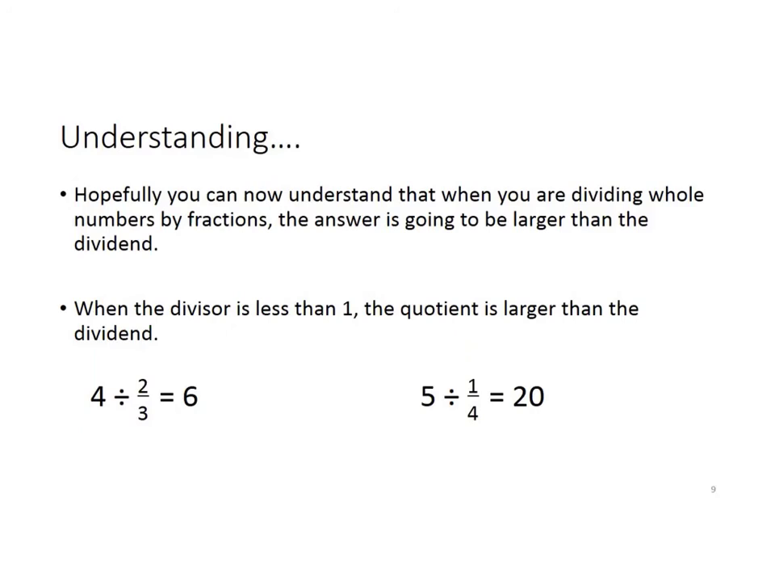So 4 divided by 2/3 would give you 6. There are 6 groups of 2/3 inside 4. And 5 divided by 1/4 is 20. There are 20 groups of 1/4 inside of 5.